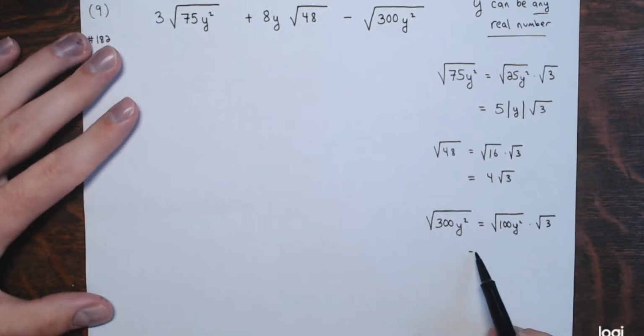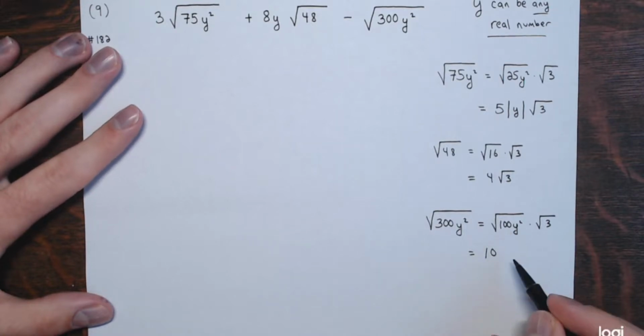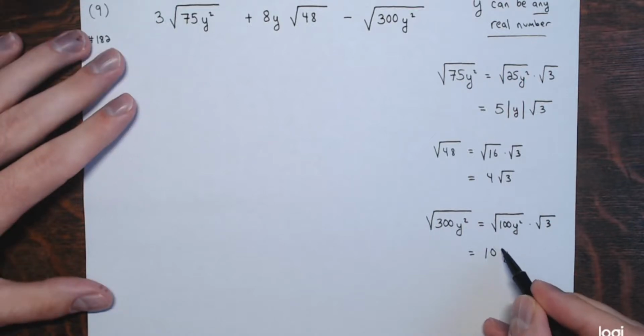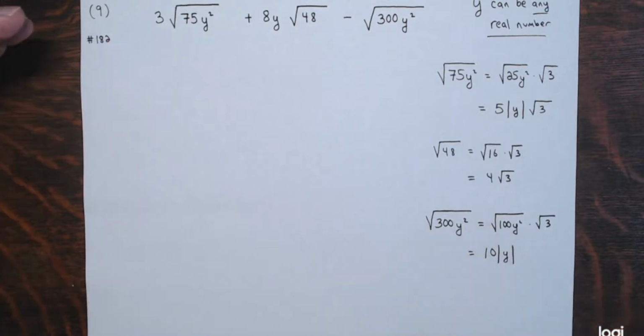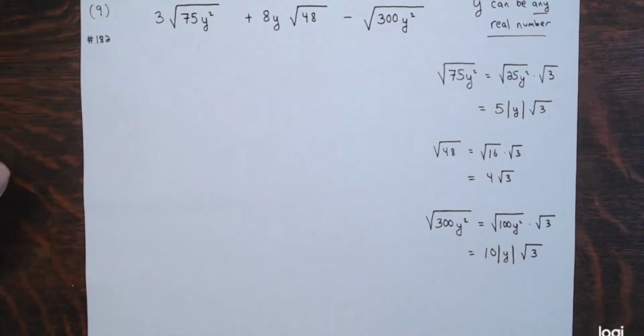And once again, this is 10, not just y, because what if y were negative? You'd be wrong. It'd be 10 times the absolute value of y. Remember, this is the positive square root. Anytime you see an even root symbol, it's asking you for the positive one. So we have 10 times the absolute value of y times the square root of 3.